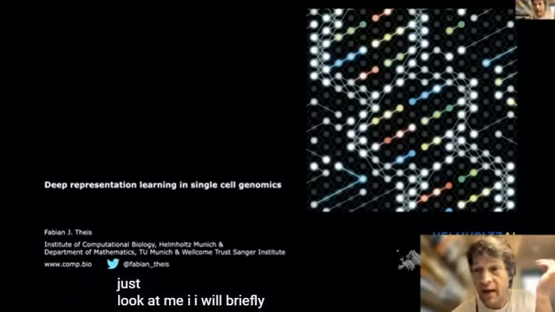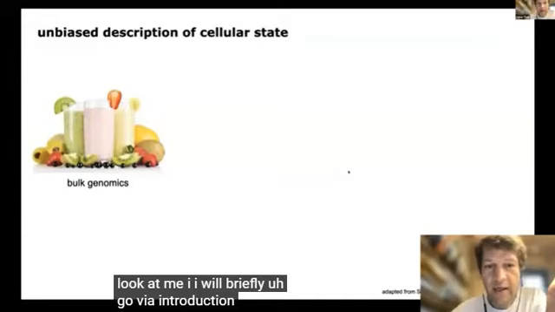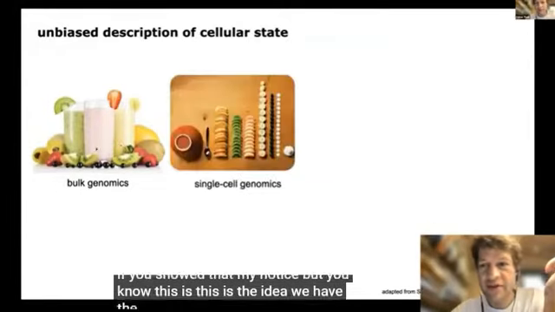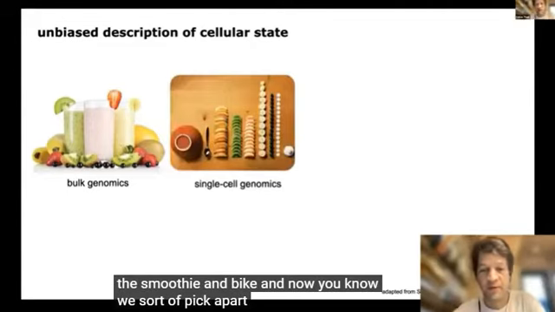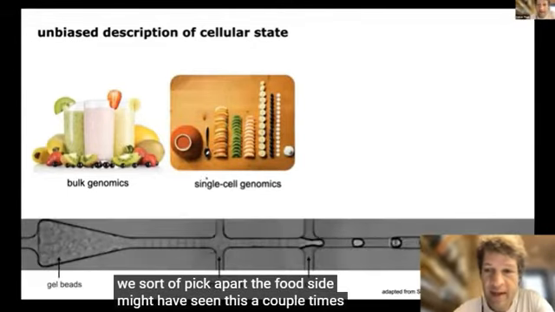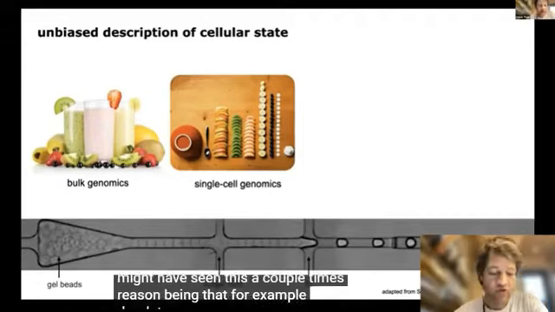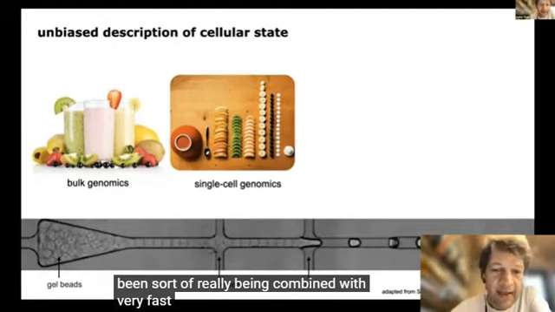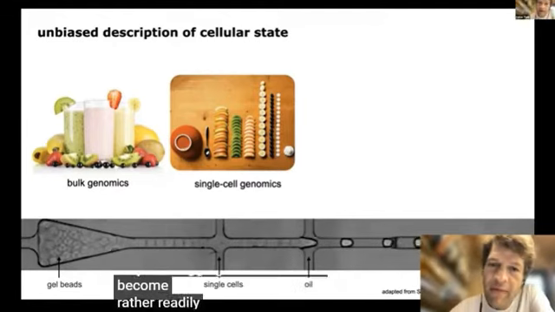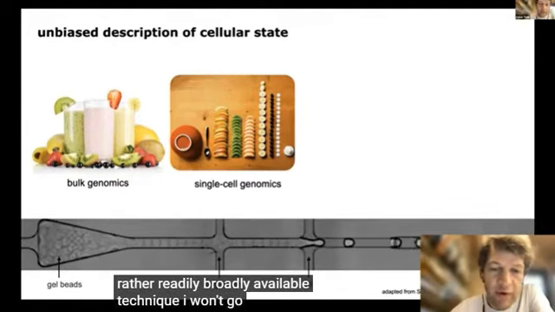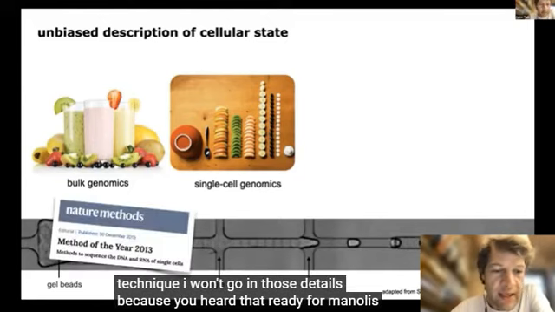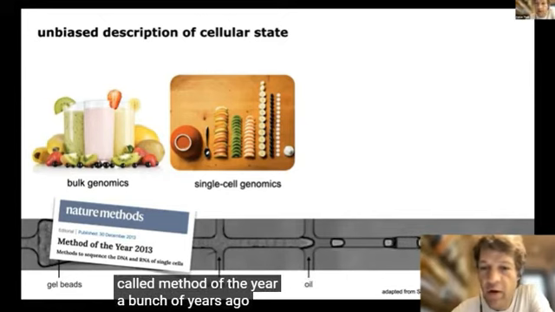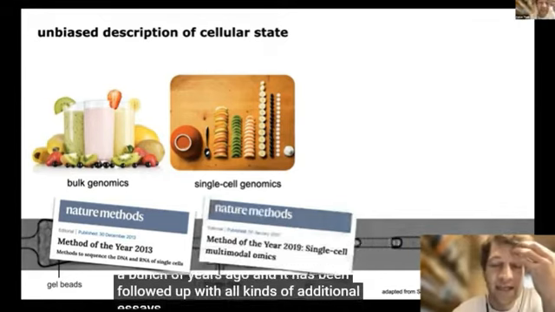I will briefly go via an introduction. I don't know if you showed that, Manolis, but this is the idea. We have the smoothie in bulk, and now we pick apart the fruit salad. You might have seen this a couple of times. The reason being that droplets, but also microfluidics, have been combined with very fast tagging, so that this has become a rather broadly available technique. I won't go into those details because you heard that already from Manolis, but I just want to say that this has been quite a big thing. Nature Methods called it Method of the Year already a bunch of years ago, and it has been followed up with all kinds of additional essays.